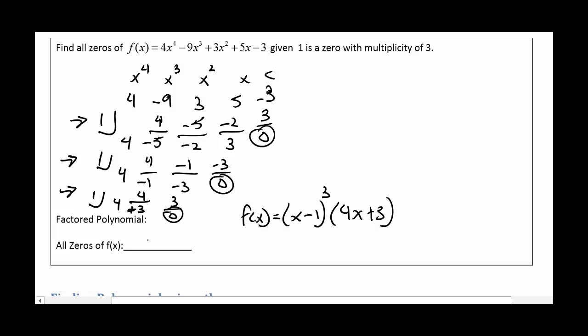And so my zeros in this case would be 1 and, if I solve for 4x plus 3, I get -3/4. Okay, so multiplicity, all that means is that it goes in there multiple times, and we can sort of take advantage of that to shortcut this out.